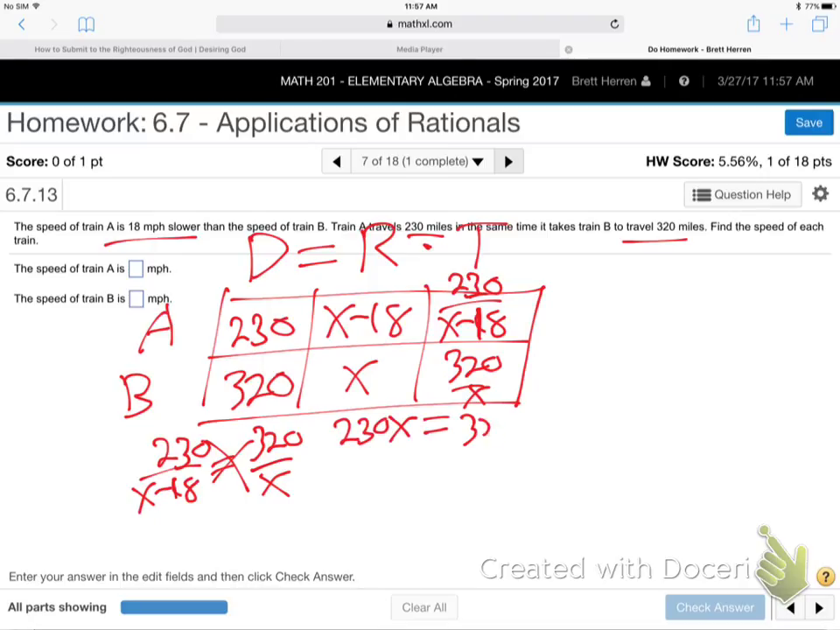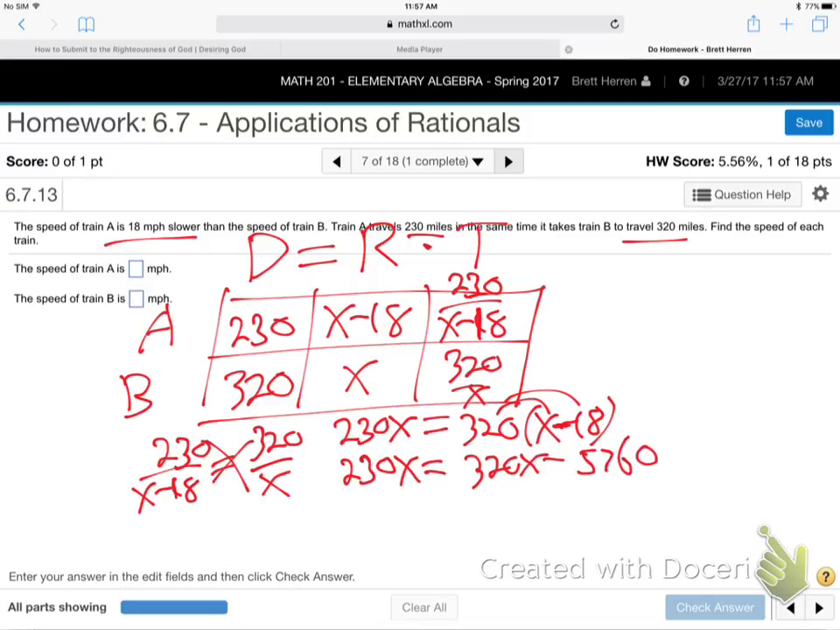230x equals 320 times x minus 18. We all good to there? Okay. And then distribute, right? Whenever you got parentheses, you got to distribute. And that's 5760? Yes. Oh, it is. Thank you.